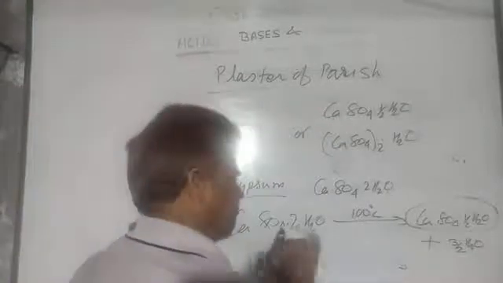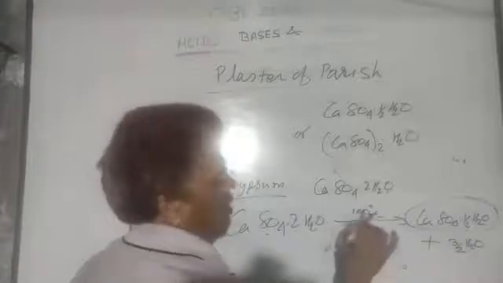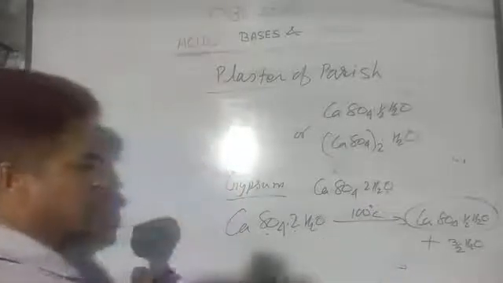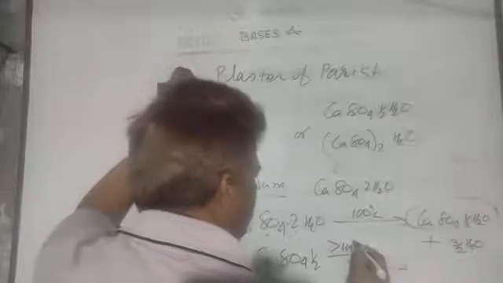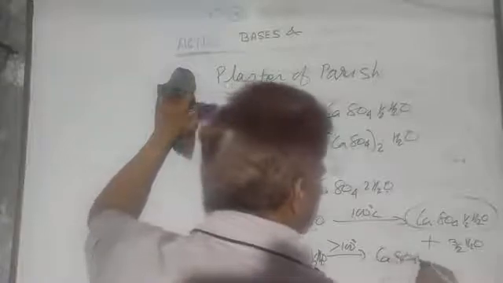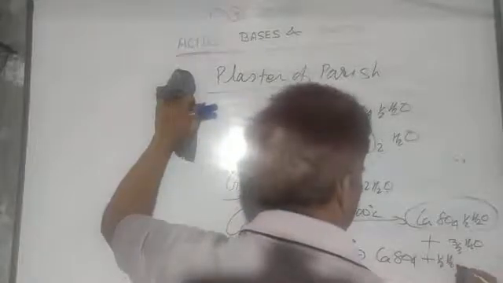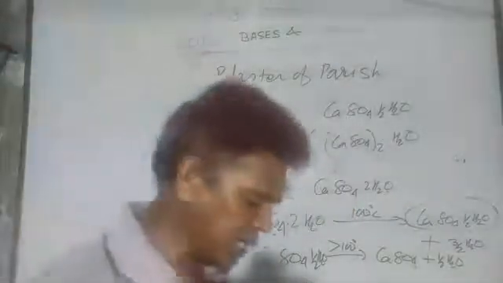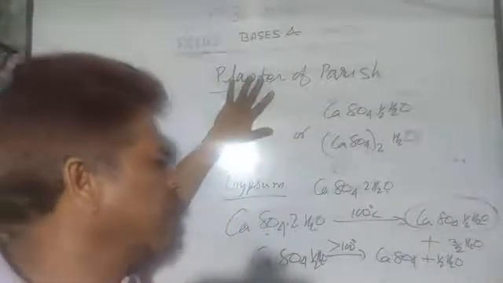And when gypsum is heated in a controlled way, the temperature should not increase beyond 100 degrees Celsius. Suppose it is strongly heated more than 100 degrees Celsius, what happens? That half water molecule also dissociates, and at more than 100 degrees Celsius you will get the anhydrous calcium sulfate, that is also known as dead burnt plaster. So I discussed some important commercial compounds.